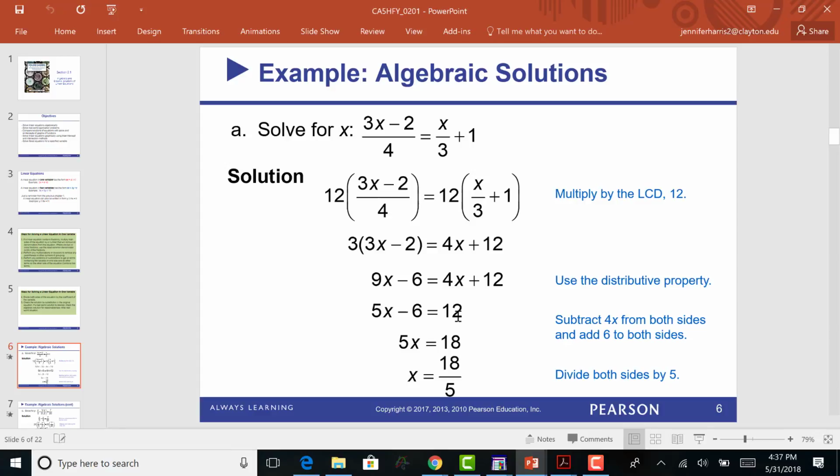Does 4 go into 12? Yes. Evenly, does 3 go into 12? Yes. Does 5 go into 12? No. So 12 isn't the least common denominator. So keep multiplying. We already said 4 times 3 is 12. 12 times 5 is 60.